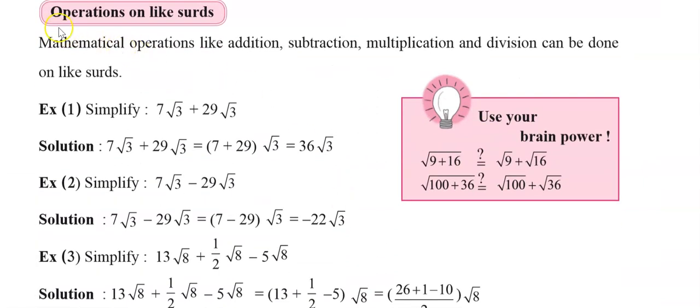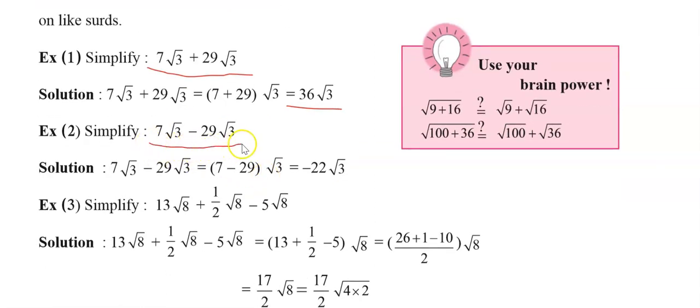Now the operations on like surds: the mathematical operations of addition, subtraction, multiplication and division can be done. In this case, simplify these surds. If we see this here, it is root 3 and root 3, the order is the same and the radicand is also the same. Therefore we can add these, taking root 3 as common: 7 plus 29, that is 36 root 3. Now the next is 7 root 3 minus 29 root 3. Again take root 3 as common: 7 minus 29, you get minus 22 root 3.